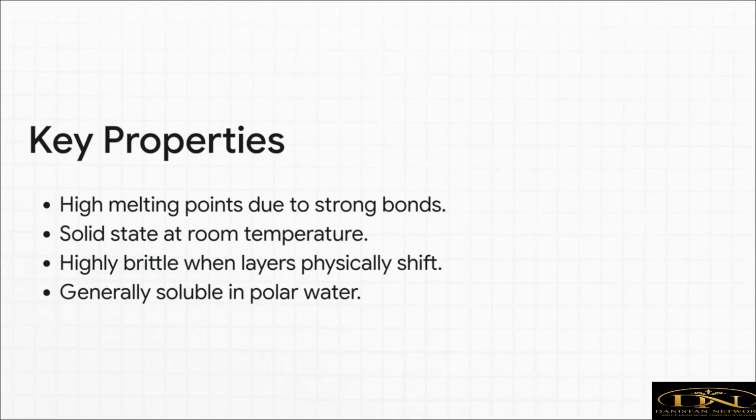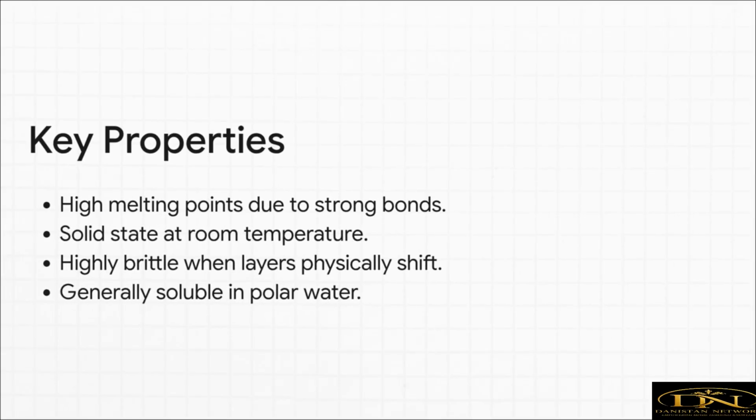Because of this giant lattice structure, ionic compounds share a very specific profile of thermal and physical characteristics. First off, they have incredibly high melting and boiling points. Why? Because tearing apart billions of strong electrostatic bonds throughout that massive lattice requires a massive amount of thermal energy. At room temperature, they are totally solid, the ions are firmly locked in fixed positions.